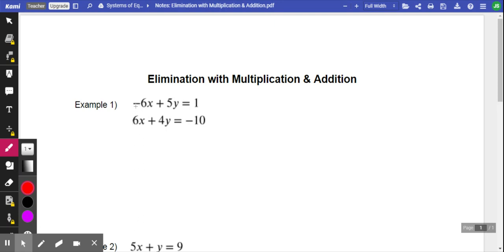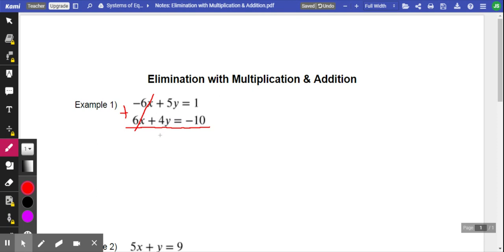So if we look at this problem, I notice that I've got a negative 6x in the top of my first equation, and in the bottom, in my second equation, I've got a positive 6x. A negative 6 plus a positive 6 is going to equal 0. So the negative 6 and the positive 6, when we add them together, eliminate. That only leaves us with the y's in the problem. That makes it a lot easier to solve.